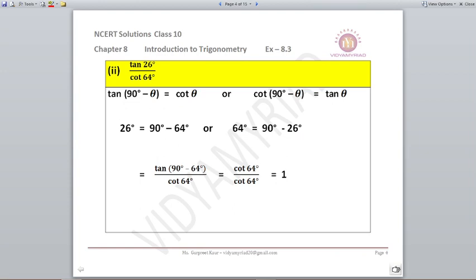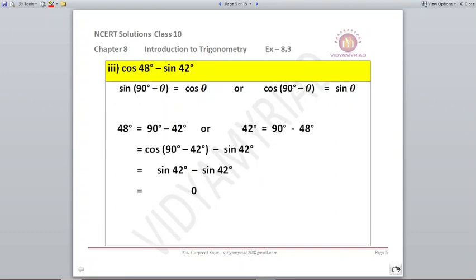Tan 26 degrees upon cot 64 degrees. So tan and cot are reciprocal of one another, and if you see 26 and 64, they are complementary angles. Now if I want to change tan into cot, then what should I do? What is 26? It is 90 minus 64. So tan (90 minus 64) means cot 64. And in the denominator cot 64 is already there. So both get cancelled and the answer comes out to be 1.